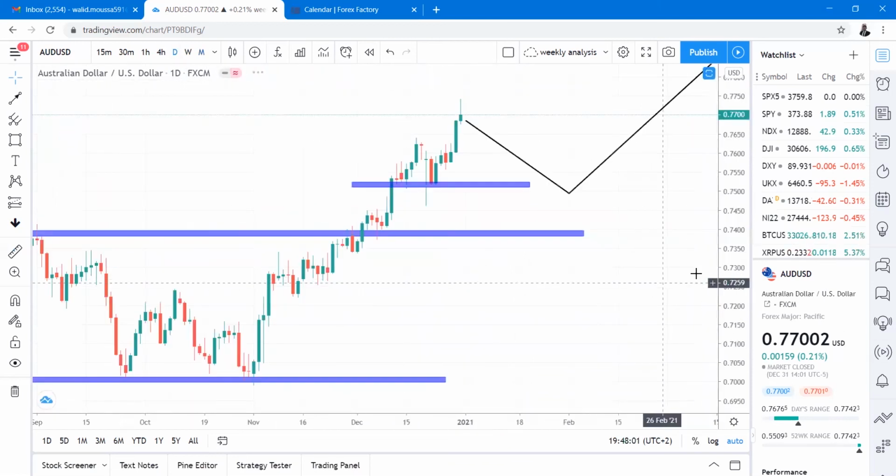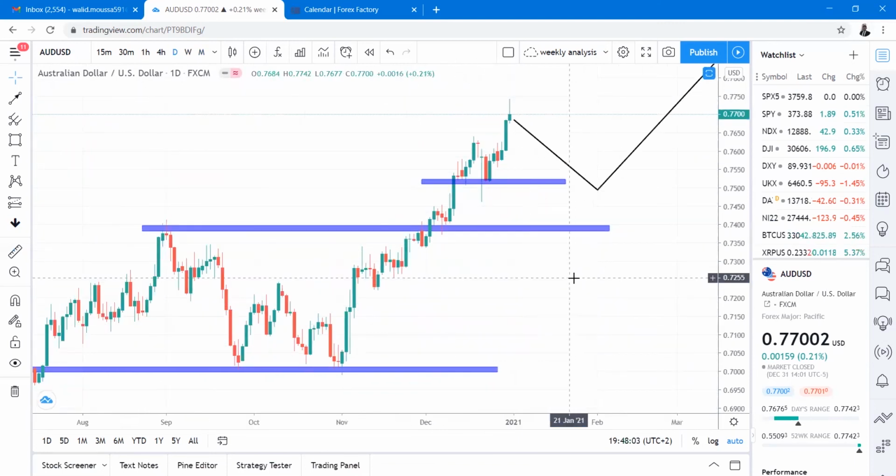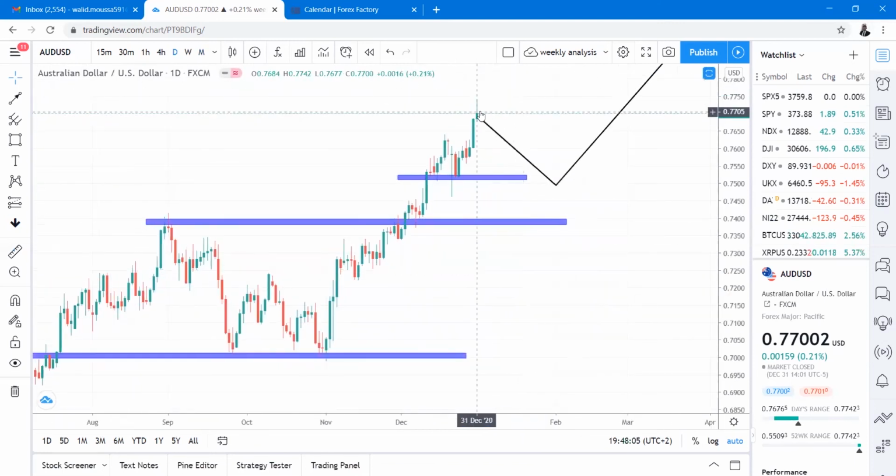Looking at the daily chart, there's nothing we can do now on the AUD. No bearish candle to sell and overpriced to buy. So I prefer to buy at this level, or at least here with a bullish sign.